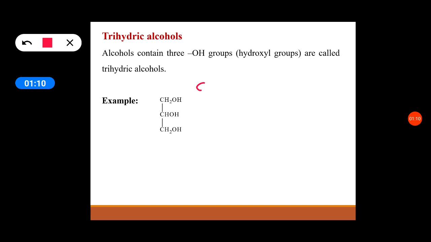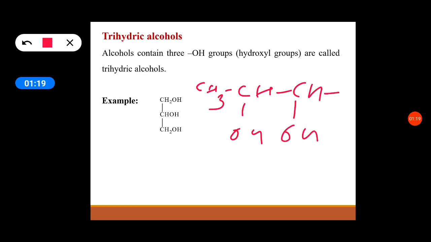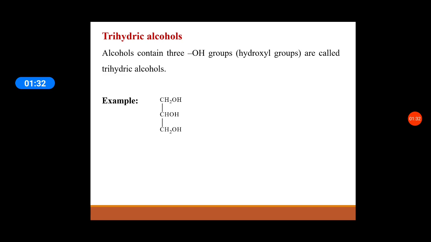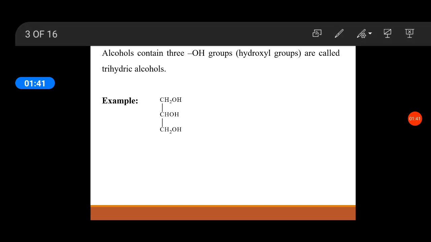You may give another example: CH3, CHOH, CHOH, CH2OH. So this is another example. In that, among the 4 carbon atoms, 3 carbon atoms bear 3 OH groups. Like that, we can give a number of examples. Among these, the one important which we are going to study in this chapter is glycerol.